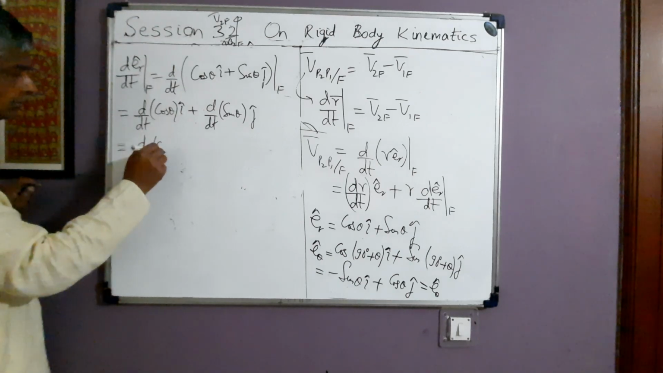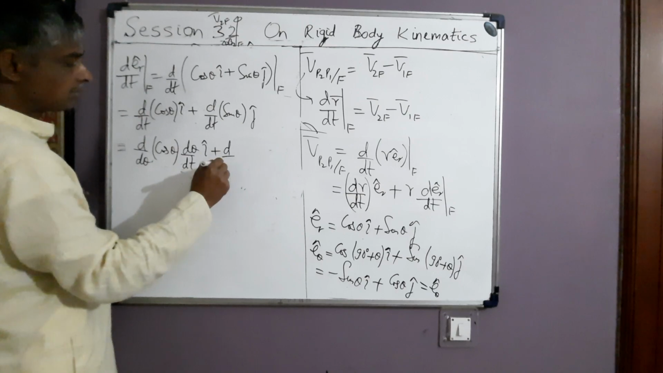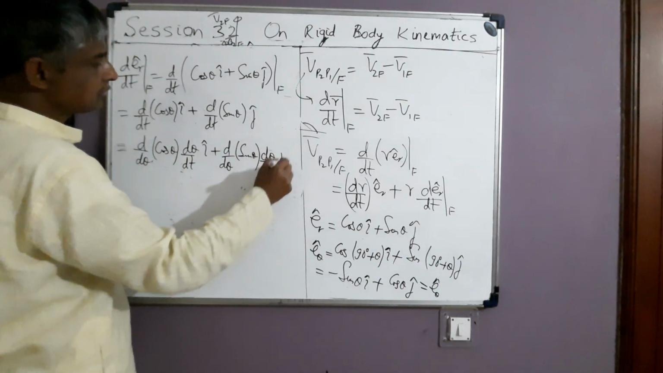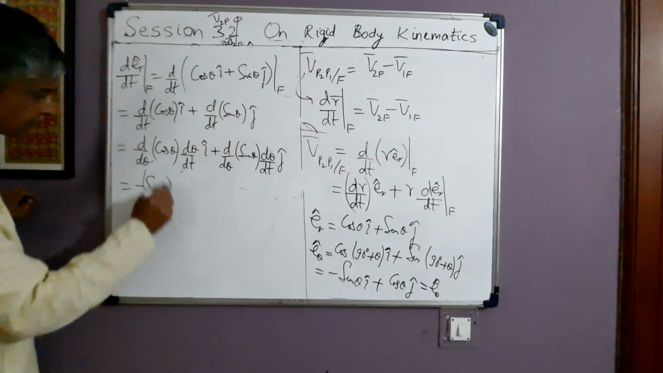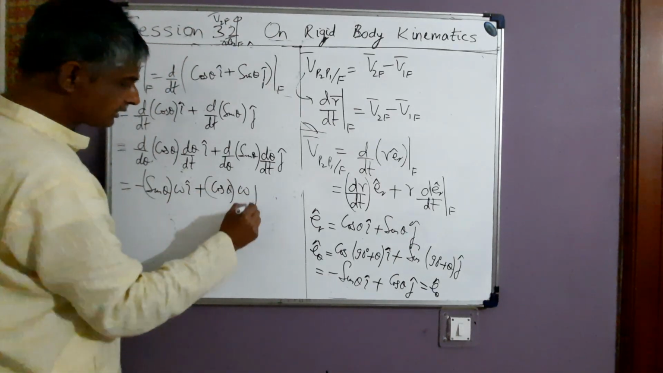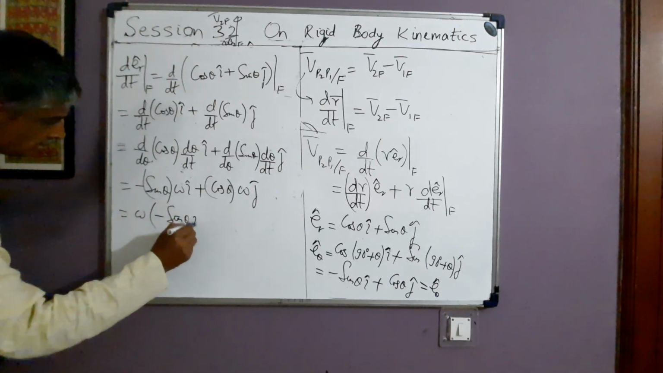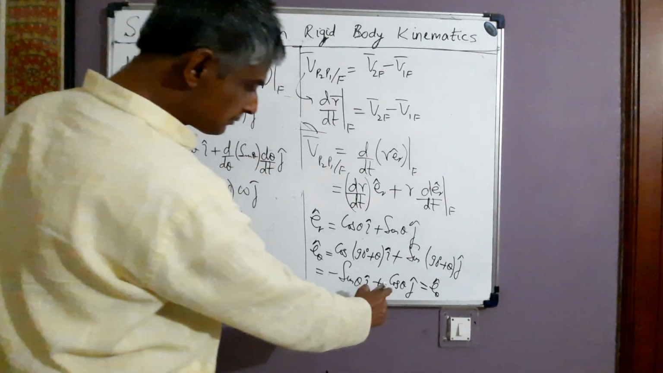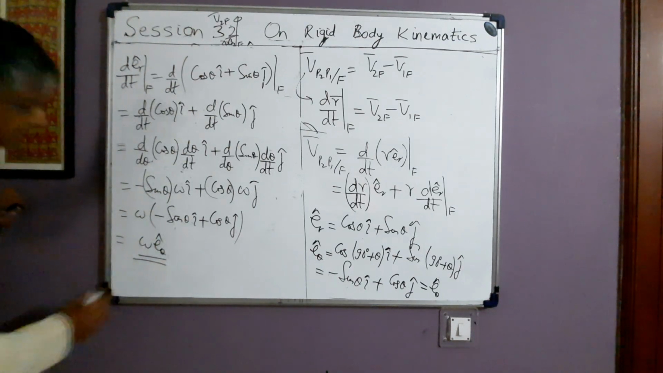And this we differentiate using the chain rule of calculus: d by d theta of cos theta into d theta by dt into I hat plus d by d theta of sin theta into d theta by dt into j hat. This becomes minus sin theta. d theta by dt becomes omega. This becomes cos theta, d theta by dt becomes omega, into j hat. Omega becomes common: minus sin theta I hat plus cos theta j hat. Minus sin theta I hat plus cos theta j hat is E theta hat. So this becomes omega into E theta hat.